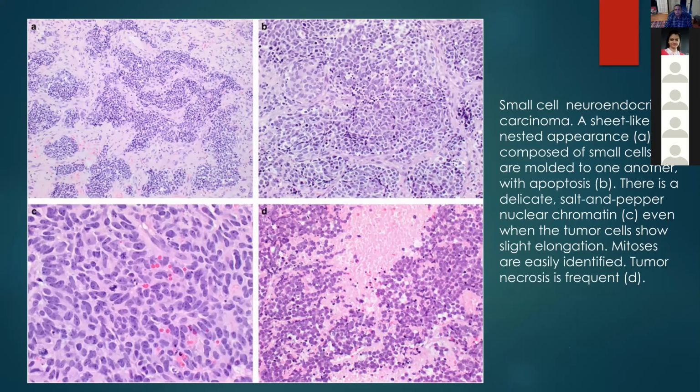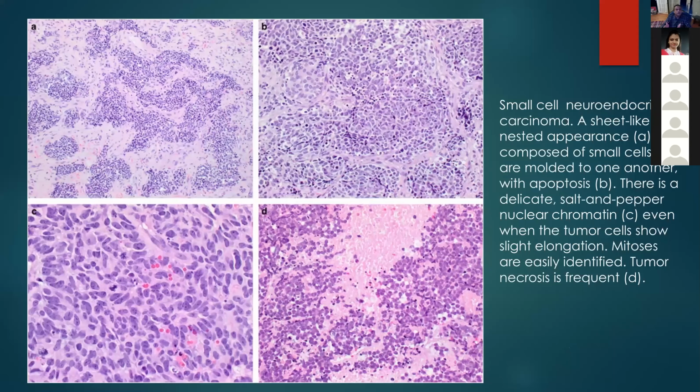Anyway, so what is small cell neuroendocrine carcinoma? Why am I showing you this? Just because it's a very nice example. It's not because you're going to see one. This is a highly rare tumor. I don't think I've ever diagnosed one like this, or if I have seen one, I missed it.